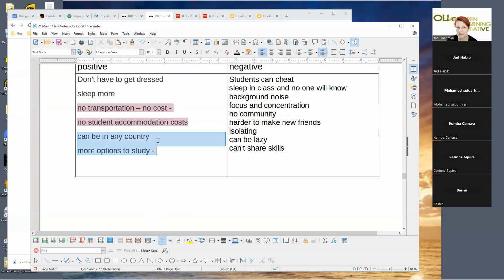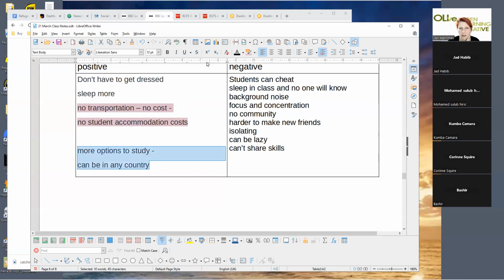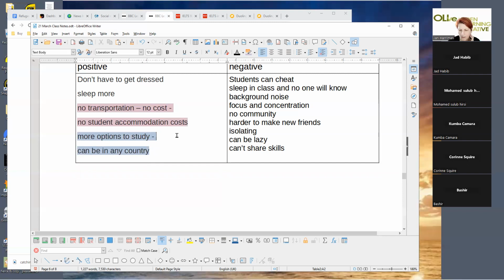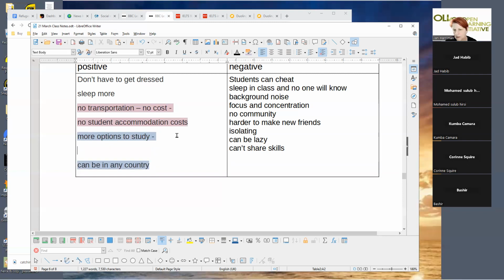And in some respects, more options to study, yes, because you can take courses from any country, right? So options to study can also talk about the countries as well. So these two could go together, couldn't they? Does that make sense? So yes. Options to study, so we could list some different kinds of courses that you might be able to get from different colleges, right? So at this point, you'd want to talk about what are some things you could study?